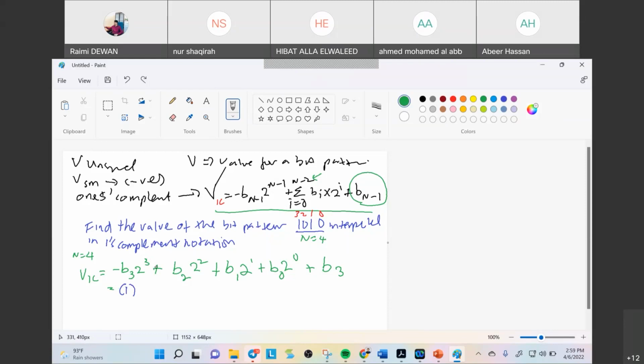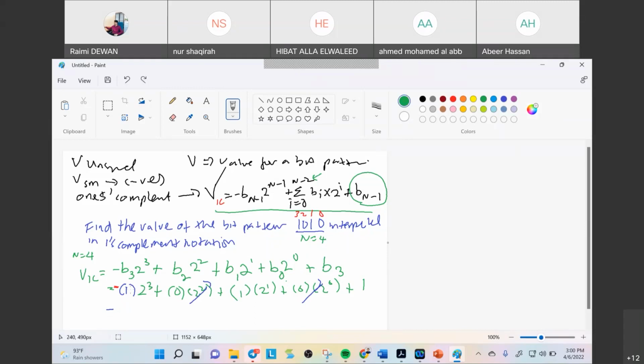So that you can see, there is a negative. Don't forget there is a negative. B3 is 1, times 2 to the power 3, plus B2, which is 0 times 2 to the power 2, plus B1, which is 1 times 2 to the power 1, plus B0, which is 0 times 2 to the power 0. So this one is 0 and this one is 0. So you have negative 8.